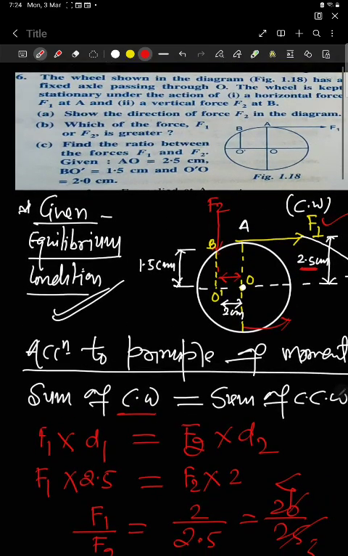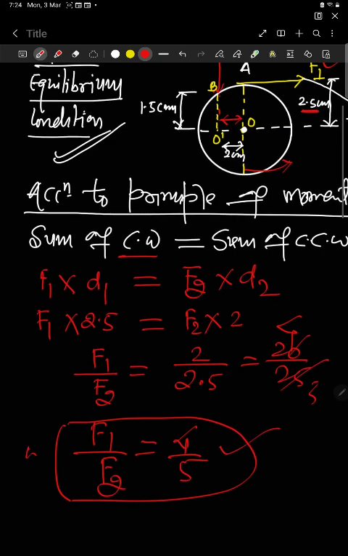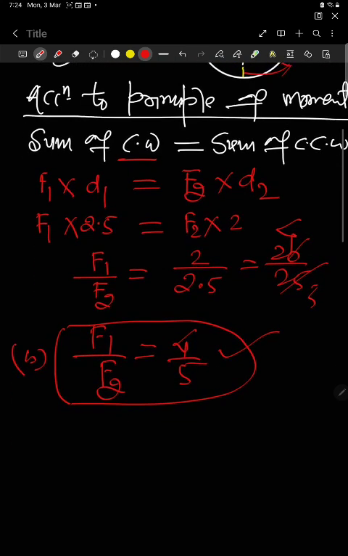Our first question was to show the direction of force F2 in the diagram. I have already shown you that. Then which of the forces F1 or F2 is greater? That one we will tell later. Find the ratio between forces F1 and F2. This is the answer of C, not B. For B, it is asking which force is greater.